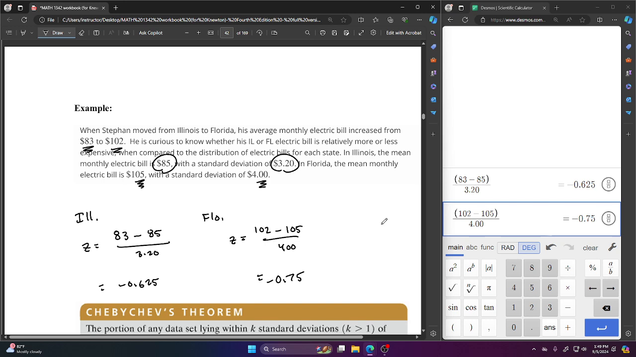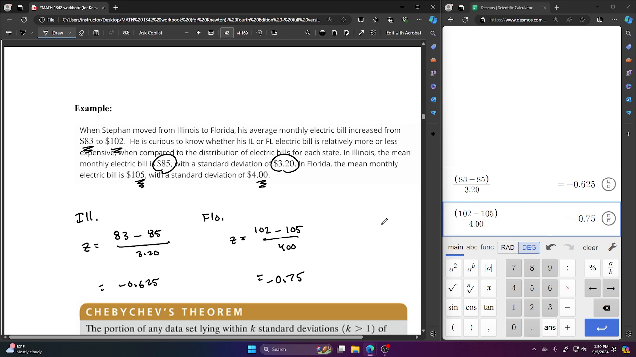So, what was the question? He was curious about which one is this and that, just relatively more expensive or less expensive. So, looking at these, he was living in Illinois. Now he went to Florida. Is he paying less, finger quotes, or is he paying more? Well, he's definitely paying more.